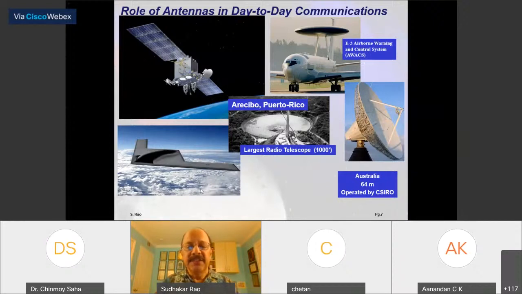Arecibo was the largest earth station antenna, at least until a few months back. I think it has now collapsed during storm season in Puerto Rico. It was about 1,000 feet, and the Chinese made an antenna of about 1,500 feet, and I think there is something in the plan which is much larger than that. I don't want to say now, but hopefully somebody will talk about it during the presentations. This is the Deep Space Network, one of them installed in Australia, 64 meters, operated by ISAW.